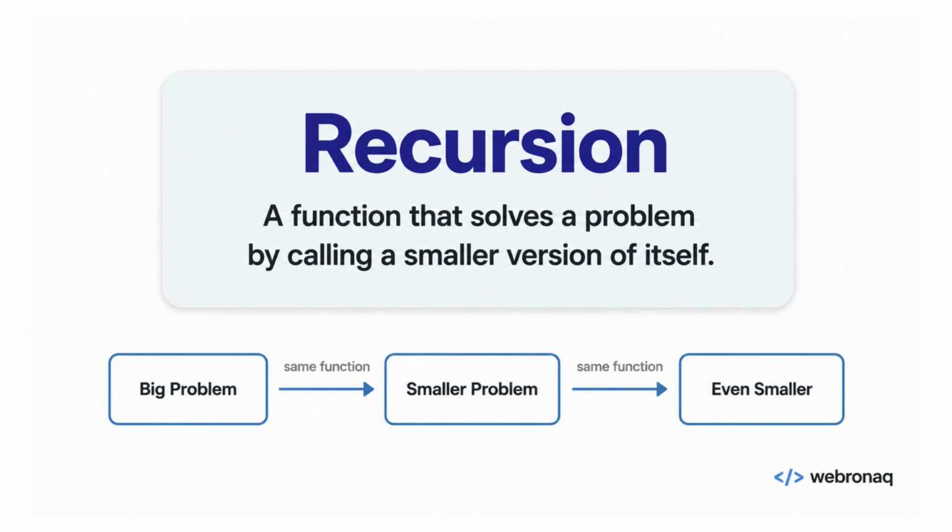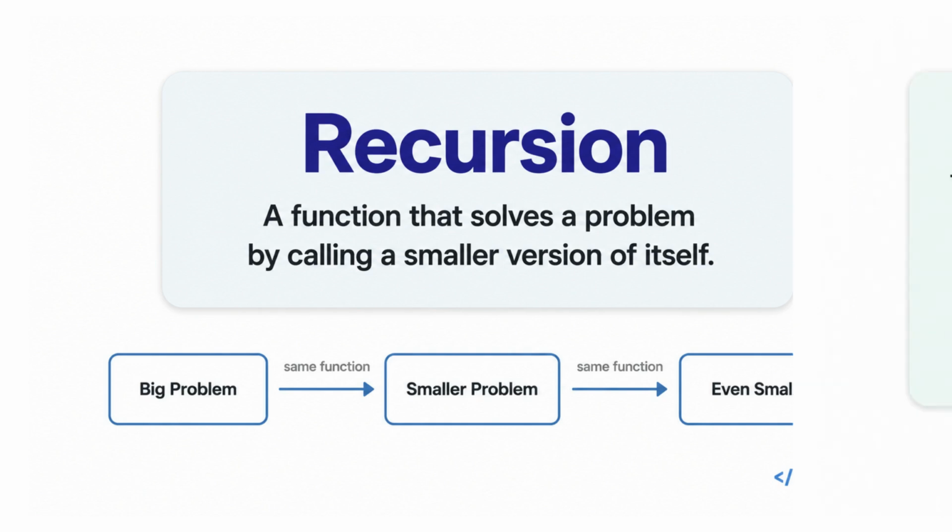You take something too big to solve directly, you peel off one piece, and you hand the rest back to the same function. Each call works on something slightly simpler than the one before it. Think of it like a set of nesting dolls. You open the biggest one and find a slightly smaller one inside. You open that and find an even smaller one. Eventually you hit the tiniest doll, the one with nothing inside, and that is where the work actually finishes. The key insight is that every call is a fresh, independent copy of the function working on its own smaller piece of the problem. Now for this to work safely, every recursive function needs exactly two things.